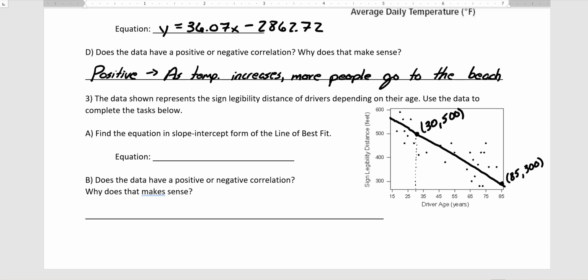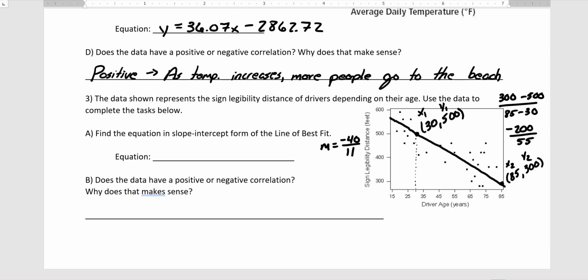All right, so to find the equation, I need to find the slope. So we'll say this is x1, y1, and this is x2, y2. So y2, 300, minus y1, 500, over x2, 85, minus x1, 30. So we would get negative 200 over 55, which I can take a 5 out of everything, so that'd be negative 40 over 11. So we'll say our slope is negative 40 over 11.